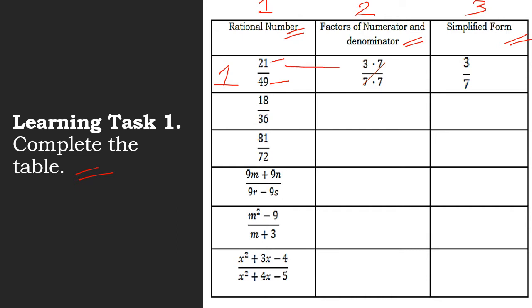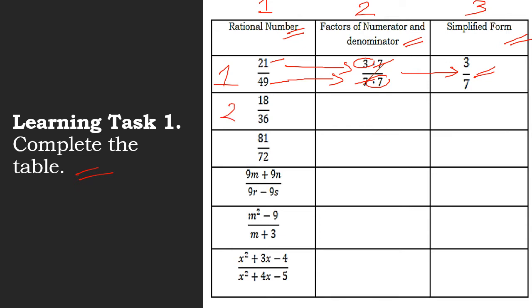So, kung makikita nyo sa pangalawang column, finactor yung 21, 3 times 7. And then, finactor din yung 49, 7 times 7. Dapat may magkaparehas na factor para may makancel tayo. So, parehas may 7 sa ibabaw, may 7 sa ilalim. So, makakancel yung isang pair or isang pares ng 7. Ang matitira na lang yung 3 sa numerator at yung 7 sa denominator. Kaya, ang simplified form or final answer is 3/7.